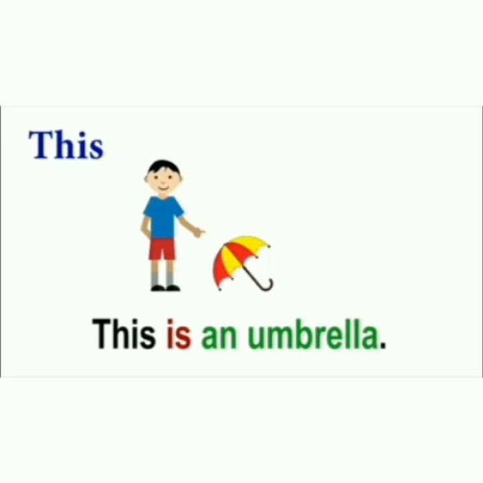Let's take one more example. This is an umbrella. Kids, there is only one umbrella and it is near to me. So I will say this is an umbrella.